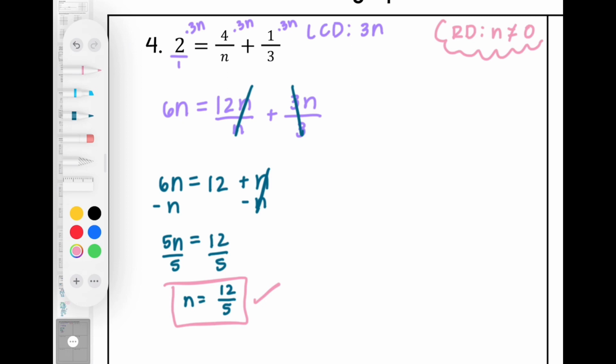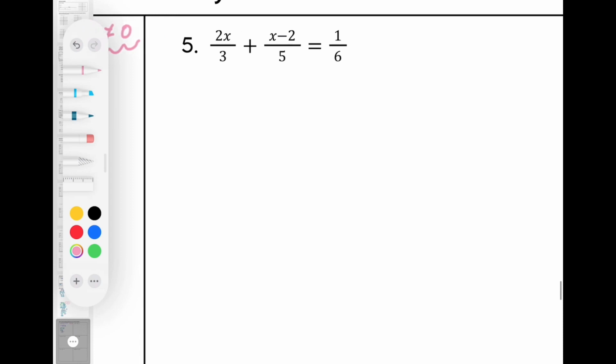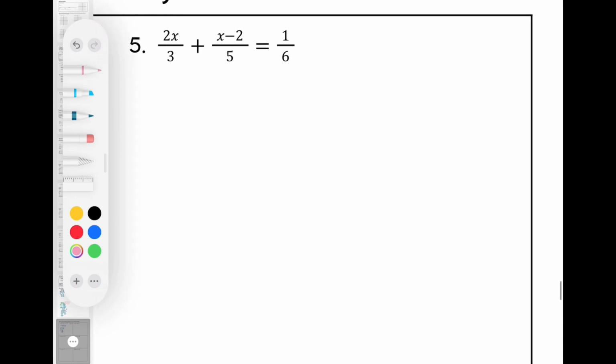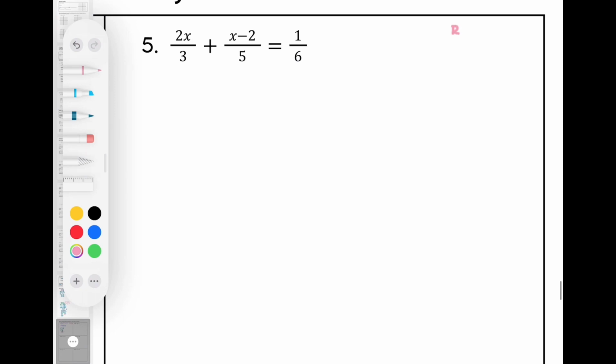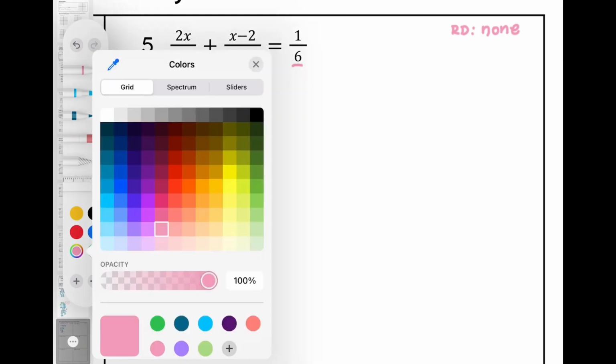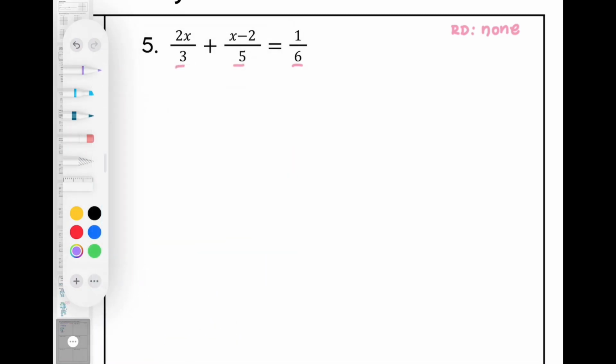All right, let's look at the next one. So for this function, our restricted domain, there's no denominator that has x in it, so there's going to be no restricted domain. So we're just going to go ahead and look for the least common denominator. So we're trying to think about what number could 3, 5, and 6 all go into.